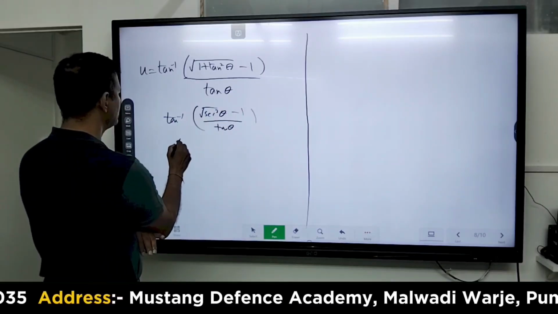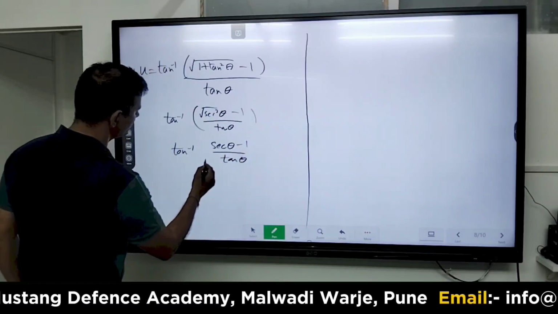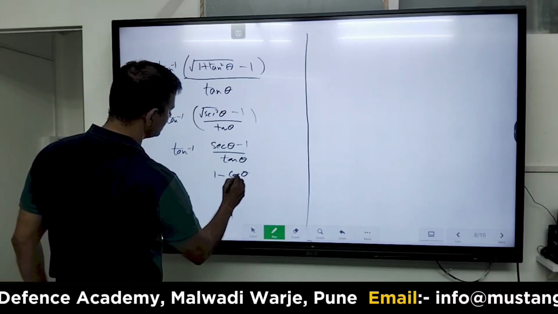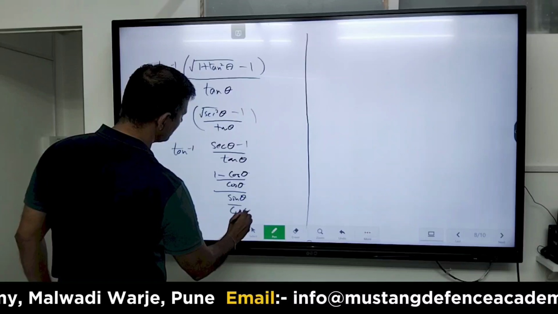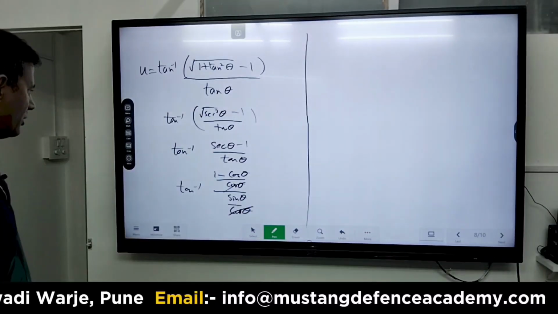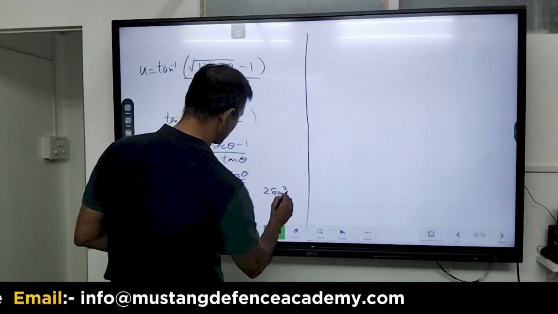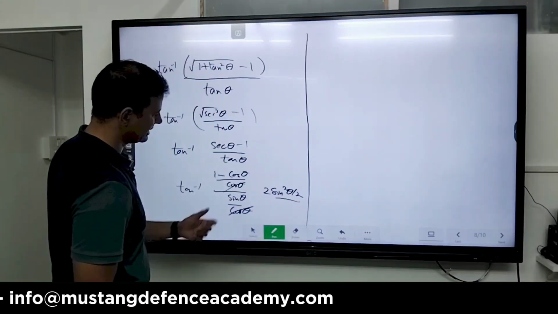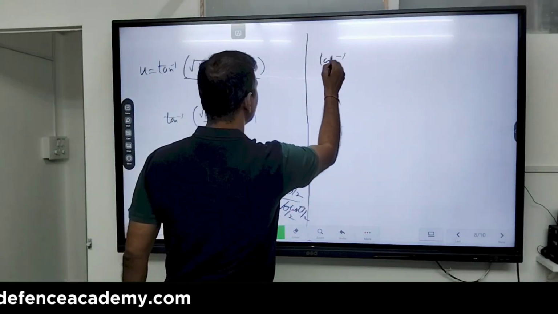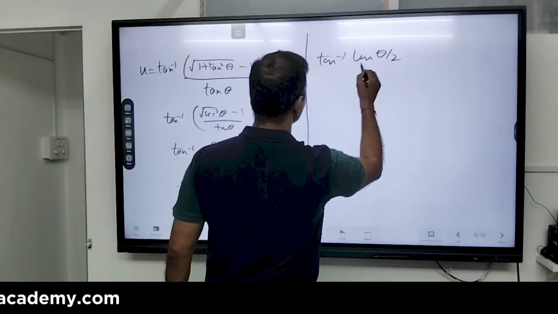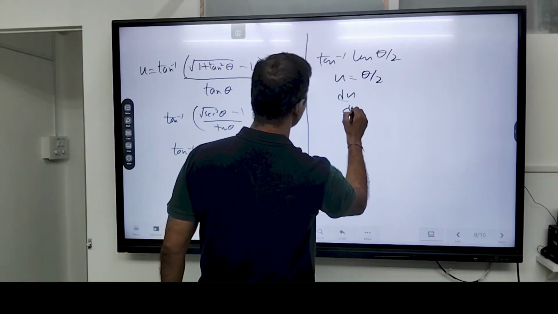So this would be tan inverse of (sec theta minus 1) upon tan theta. So this would be (1 minus cos theta) the whole upon cos theta, upon sin theta upon cos theta. 1 minus cos theta is equal to 2 sin squared theta by 2, and sin theta is 2 sin theta by 2 cos theta by 2. So tan inverse of tan of theta by 2. So this is equal to theta by 2.